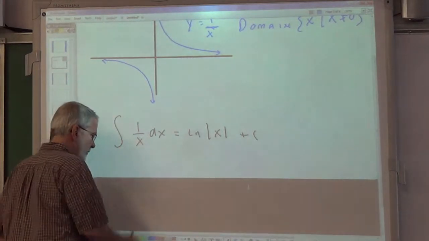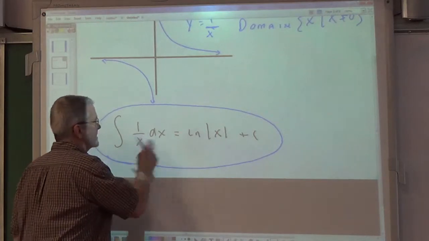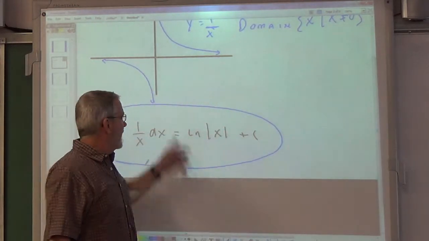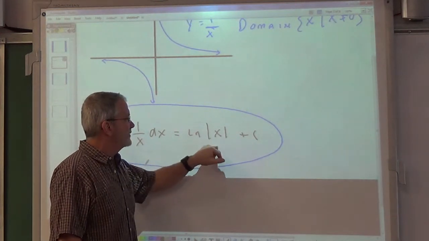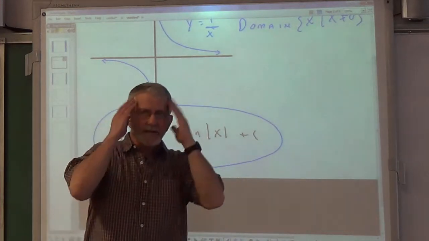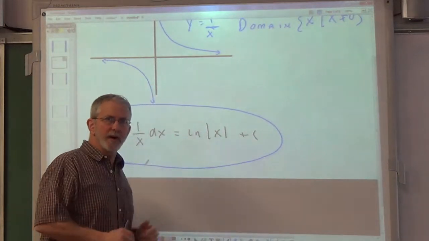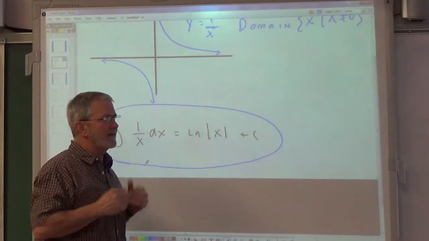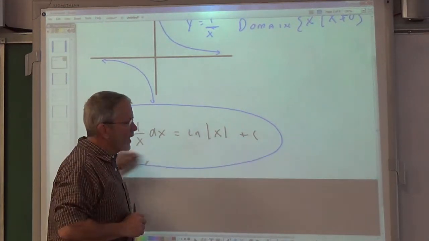And this is the formula that I need, this is the antiderivative that I need to commit to my memory. That the antiderivative of 1 over x dx is equal to ln of the absolute value of x plus c. That's what I need to commit to my memory. That's what I need to realize is a school bus. The antiderivative of 1 over x dx, ln of absolute value of x. That's the school bus that I need to memorize.